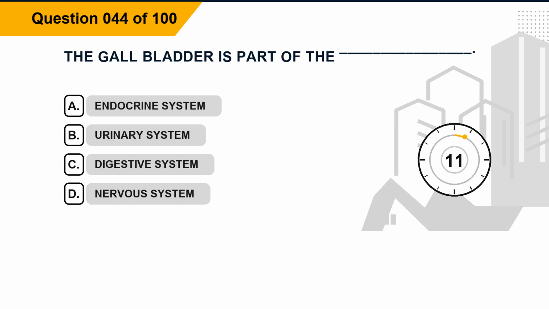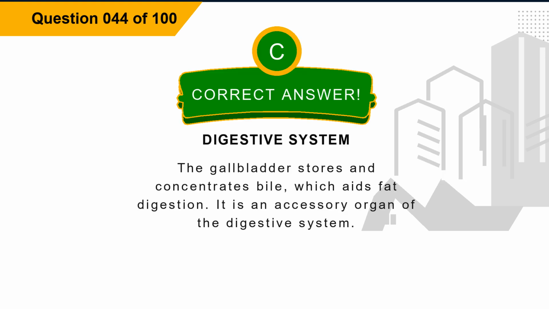Question 44. The gallbladder is part of the blank. Option A, endocrine system. Option B, urinary system. Option C, digestive system. Option D, nervous system. The correct answer is option C, digestive system. Explanation. The gallbladder stores and concentrates bile, which aids fat digestion. It is an accessory organ of the digestive system.